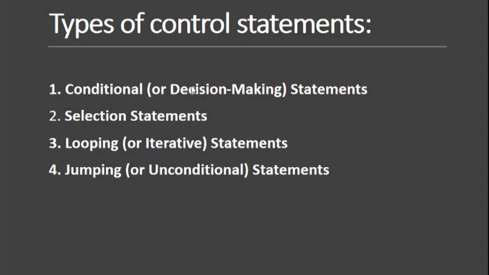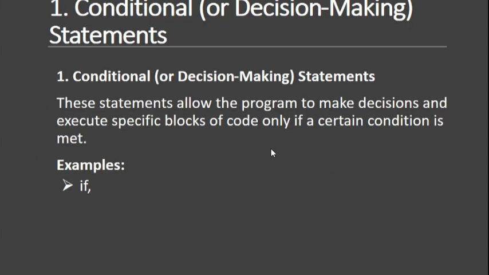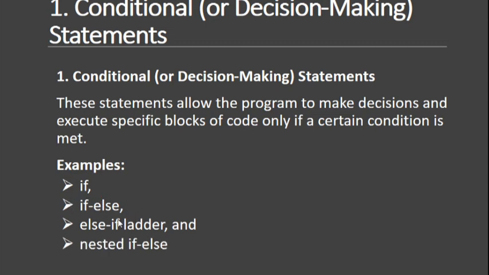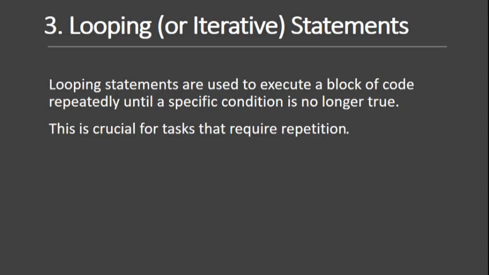The types of control statements are conditional or decision making statements, looping or iterative statements, and jumping statements. Already I discussed these. Now, conditional or decision making statements allow the program to make decisions and execute a specific block of code only if a certain condition is true. Last class I discussed if. In this class I am going to explain if else, so directly I am going to the if else.